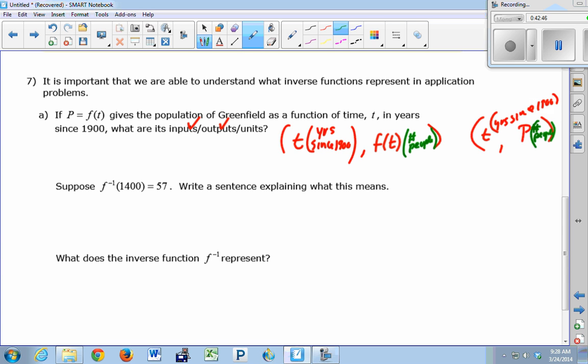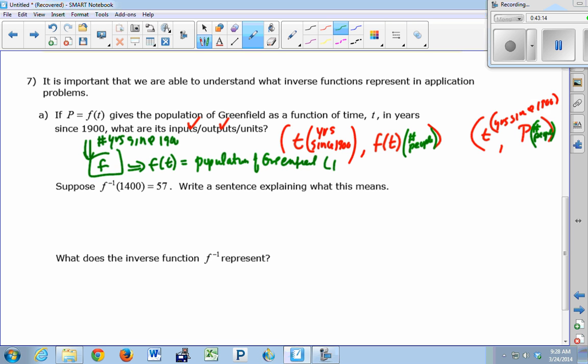So once you have a problem like this, if you just write this down, it really helps you out quite a bit. So you know your input into f. Here's your f function. Your input is the number of years since 1900. You put it into your f machine, and out comes f of t, which is the population of Greenfield. Number of people. It's not in thousands, it's not in millions, it's just single individual people.